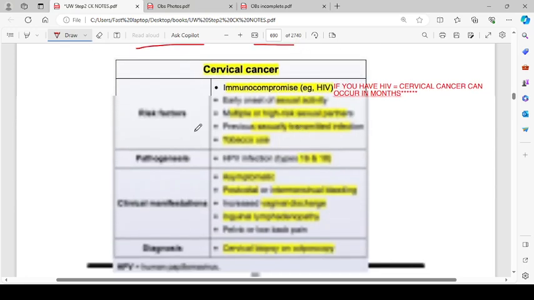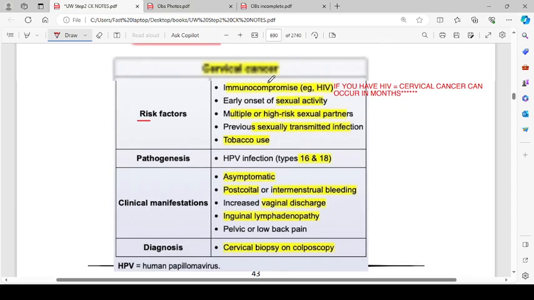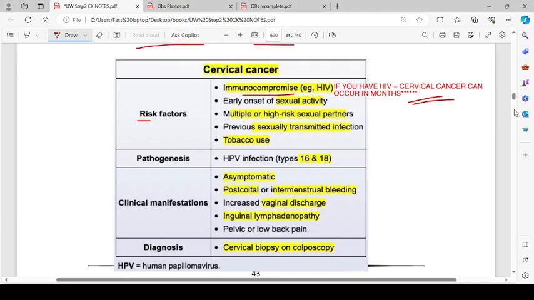Then this is a table about cervical cancer. Risk factor is immunocompromised, for example, women who have HIV. If you have HIV, cervical cancer can occur in months. Otherwise, it takes like 10 years or so for the cervical intraepithelial neoplasia to convert into cancer.